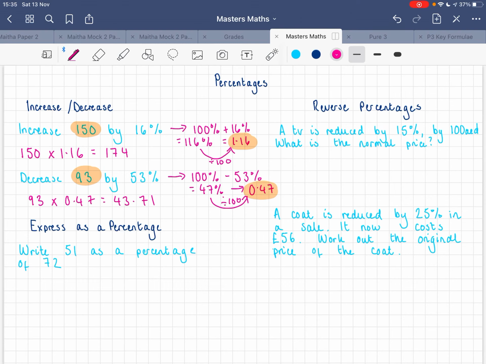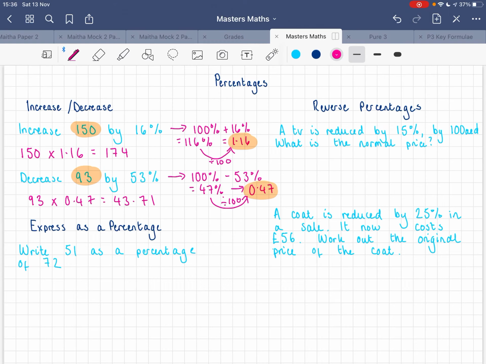That's all you have to do. So just always start with 100% and then either add or subtract, depending on whether you're increasing or decreasing, by the percentage, change it to a decimal, and then multiply by the amount. Really, really straightforward.